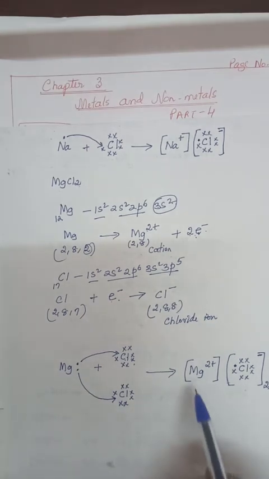Here, magnesium and chloride ions are oppositely charged. They attract each other to form a strong electrostatic force. This is how magnesium chloride is formed.